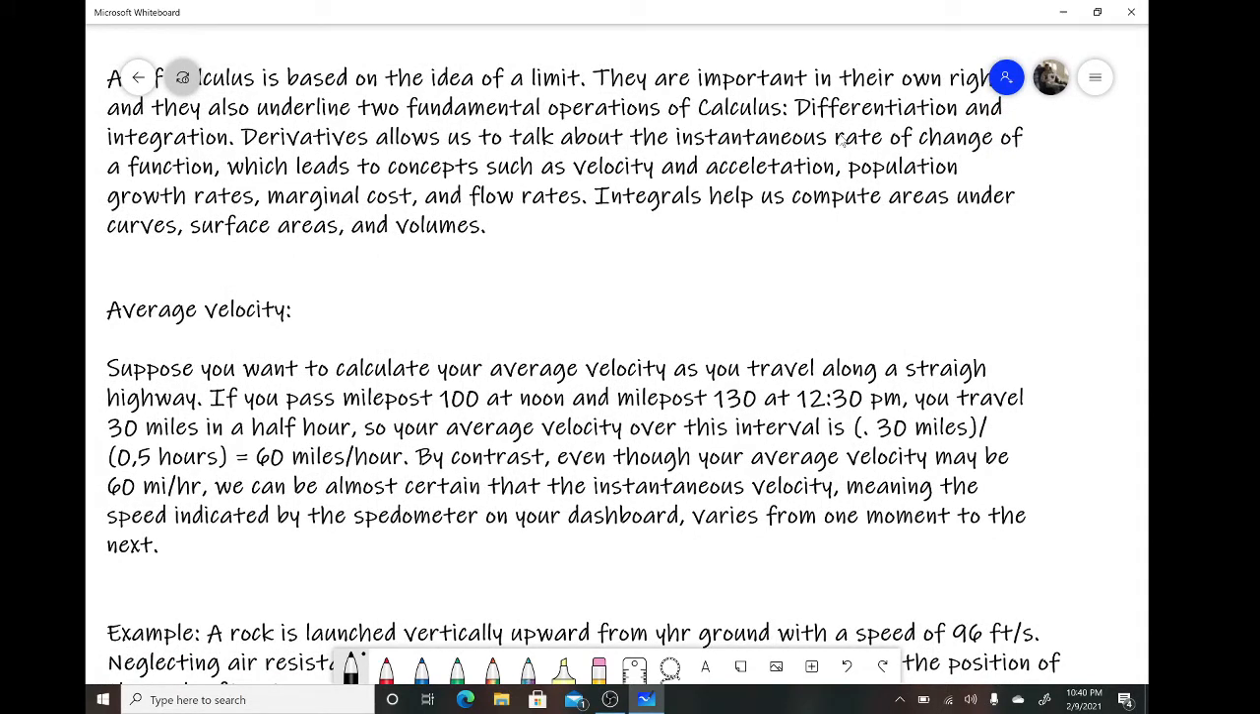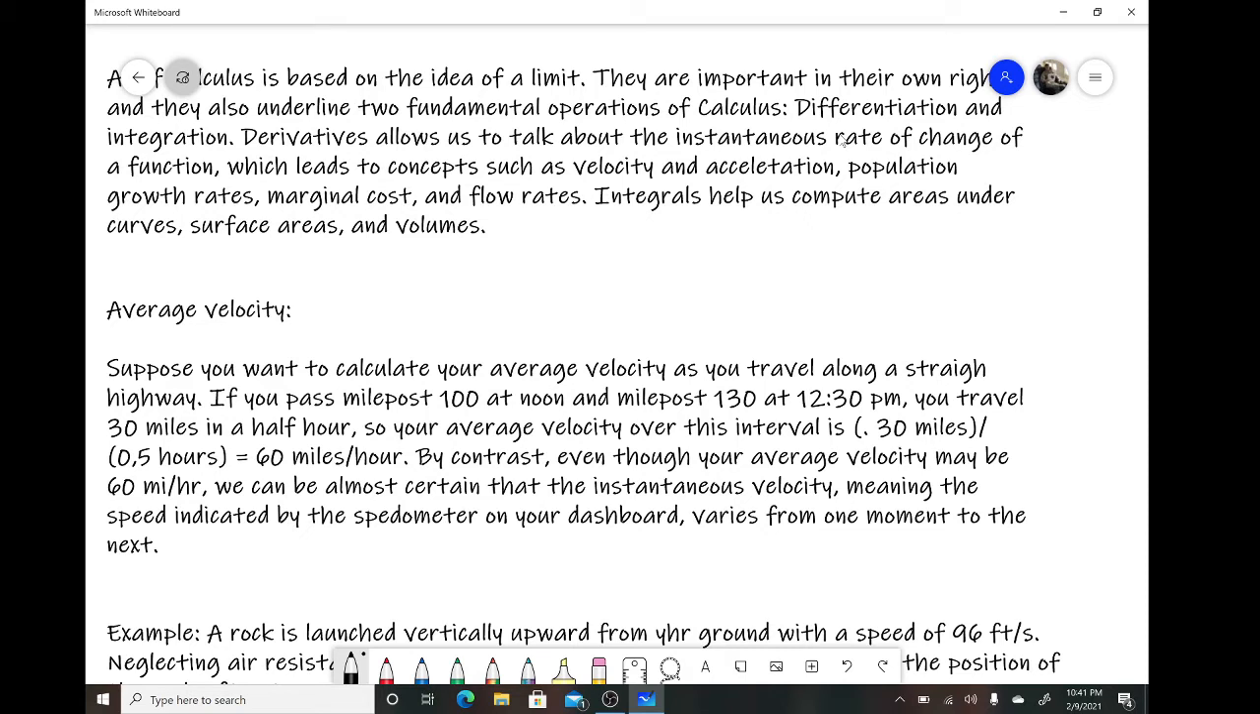Well, suppose that you want to calculate your average velocity as you travel along a straight highway. If you pass milepost 100 at noon and milepost 130 at 12:30 p.m., you travel 30 miles in a half hour. For those of you who don't drive, the milepost just simply marks how far you've traveled or how long a highway is.